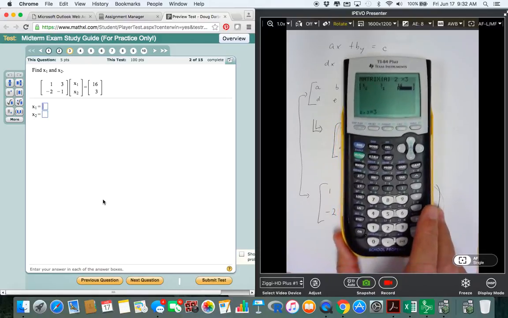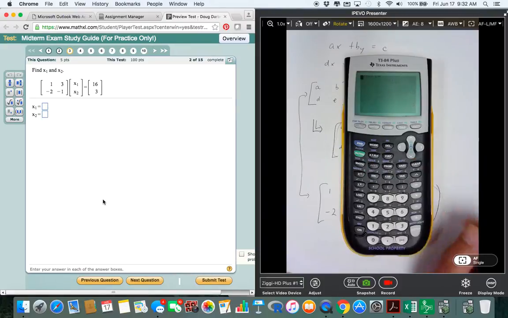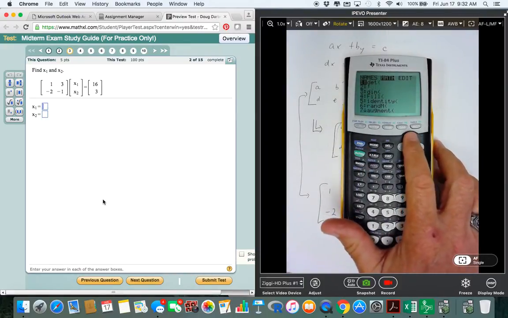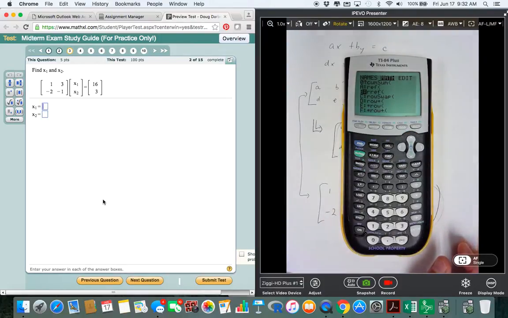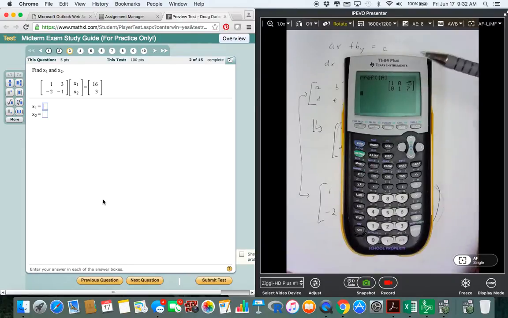Now, I'm going to do exactly again what I've taught you in previous videos. Go second function quit. I'm going to clear all this out so it makes it easier for you to see. Matrix, math, go to RREF, which is reduced row echelon form. Then I'm going to go back and get my matrix. And my answer is the numbers in the last two columns. So -5.